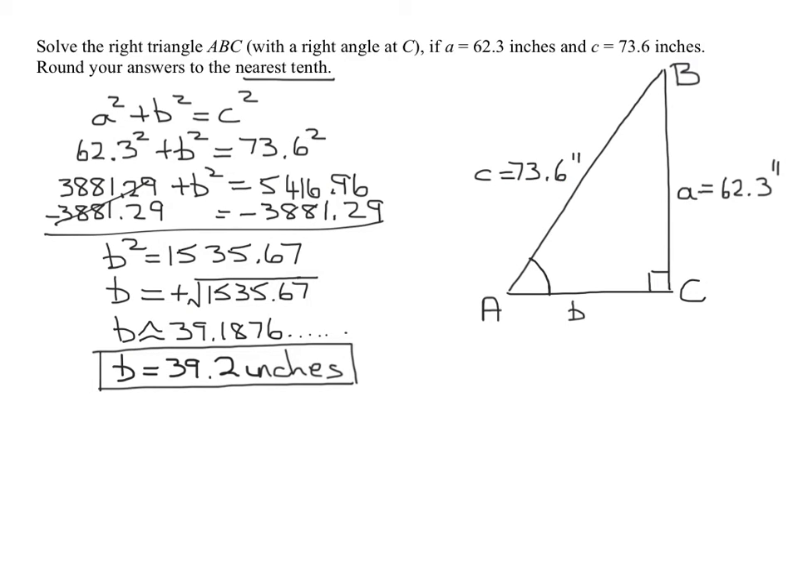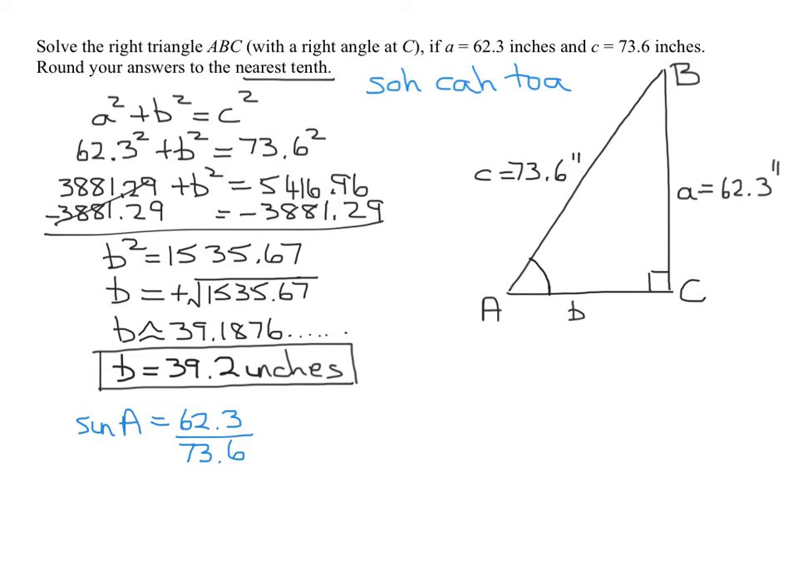So remember, let me write it up here. The mnemonic, SOHCAHTOA. So which one involves, remember, for angle A, this is the opposite and this is the hypotenuse. Opposite over hypotenuse is the sine function. So I know that the sine of angle A is the opposite side, which is 62.3, divided by the hypotenuse, 73.6.